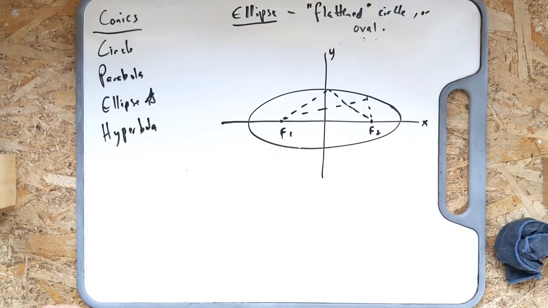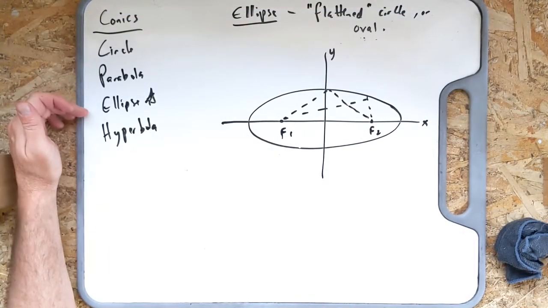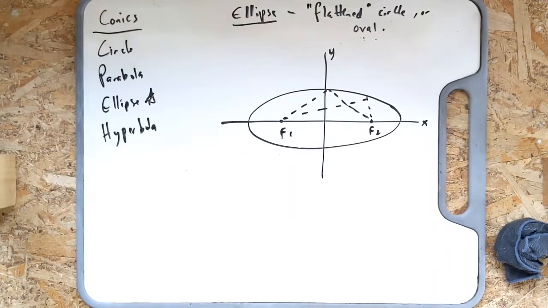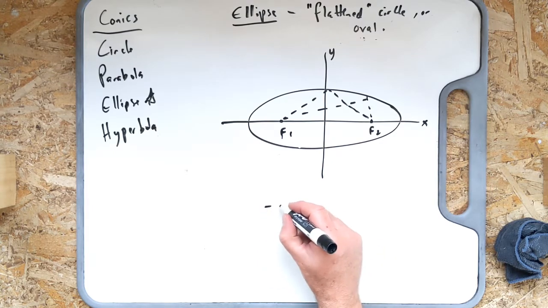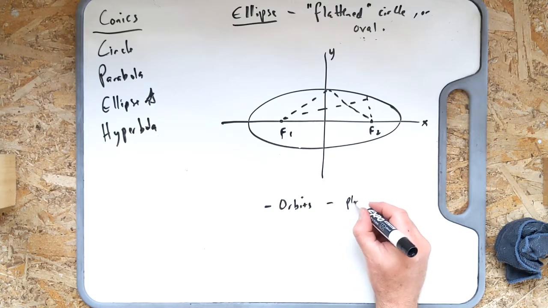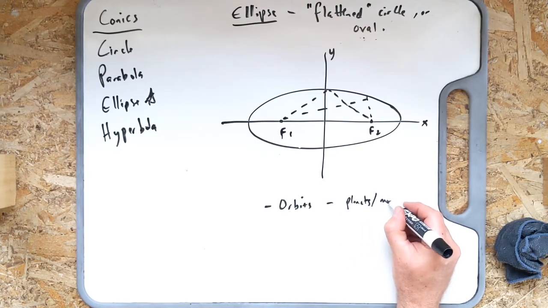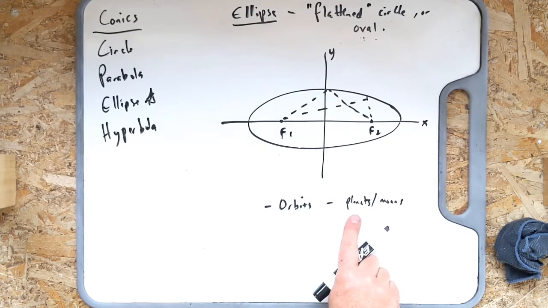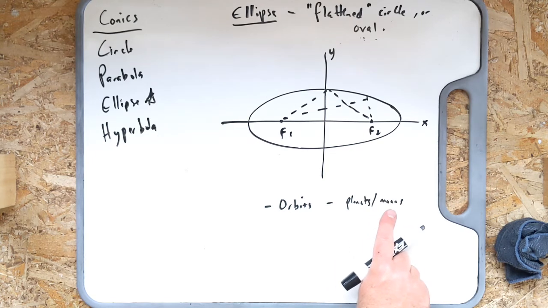Going to cover the third section in conics, which is the ellipse. The ellipse is a flattened circle, or I think sometimes you guys use the term oval, although that's not a mathematical term. Here's what it looks like. Ellipses are used predominantly for orbits. Orbits of planets and moons. So, for example, the Earth actually orbits the Sun in an ellipse, not a circle. The Moon orbits the Earth in an ellipse, not a circle.